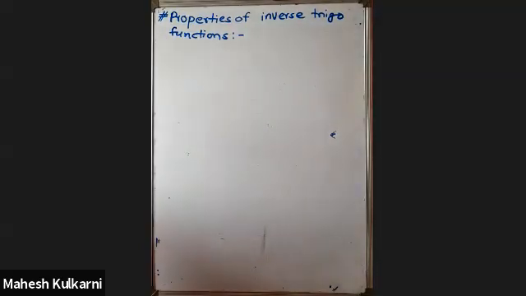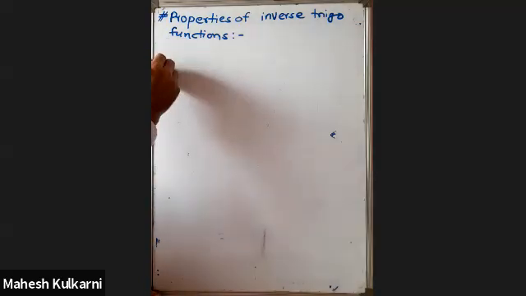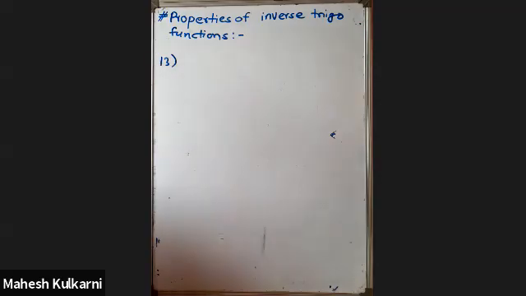Now next, property of inverse function. Property number 13. First 6 are done: sin inverse of sin, cos inverse of cos. Next are sin of sin inverse, cos of cos inverse, etc. And now we are going to write properties for negative values.